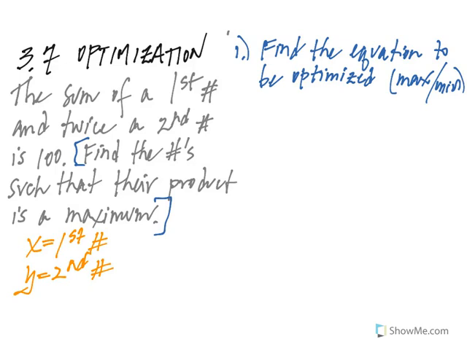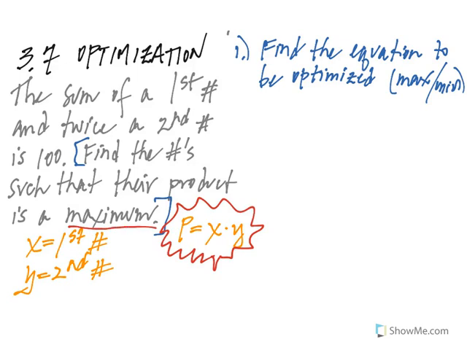So what I'm trying to do is maximize their product. If you recall, product is an answer to a multiplication operation. So I'm going to just use P for product. And this is x times y. And this equation is what I'm trying to find the hilltop in, because I'm trying to find a maximum.